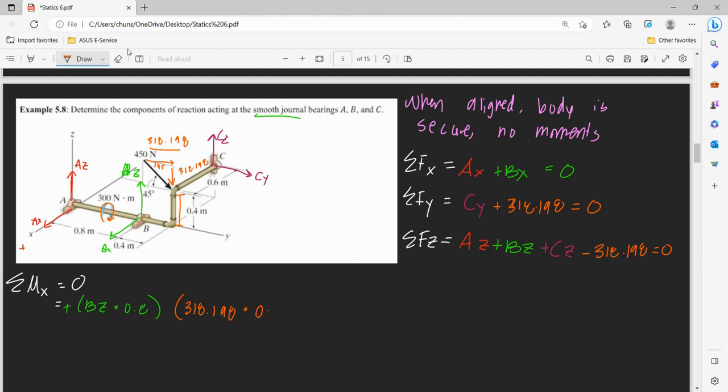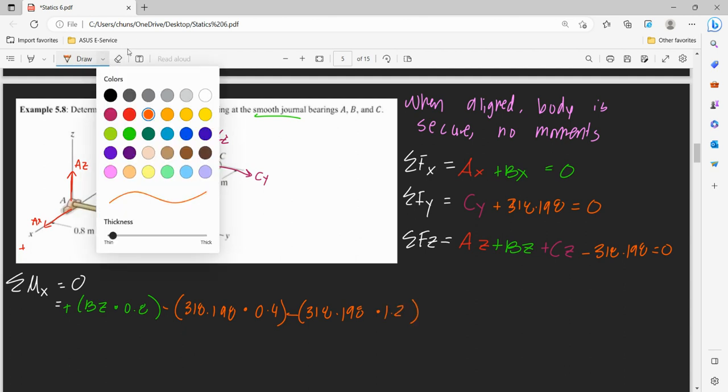And this is multiplied by 0.4, and this is in our negative x-axis direction. Now we have the Z component of that same force, and this is pointing downwards. That means we are pointing in the negative x direction, and this is at a y distance of 1.2 meters.